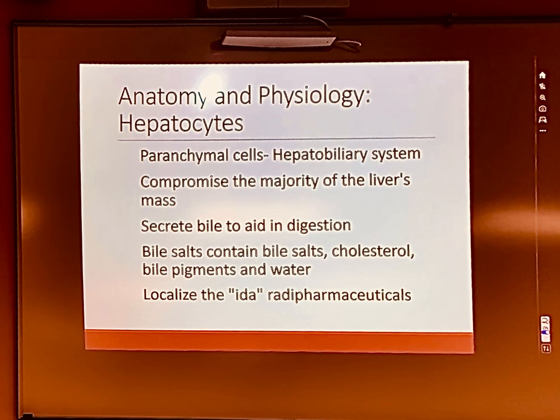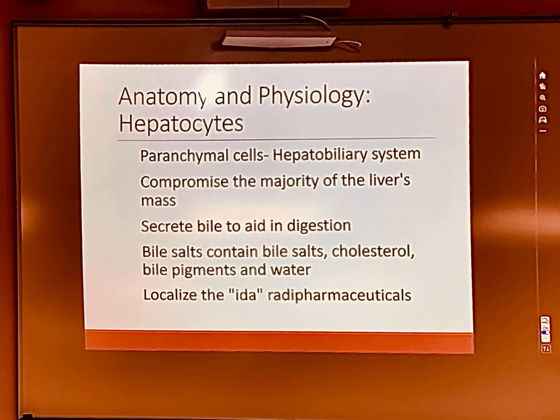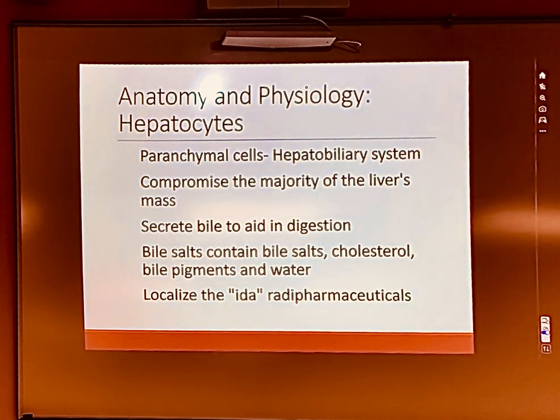So anyone that has had the stomach flu, after they've thrown up everything they could possibly throw up, knows exactly what bile looks like. It's that cholesterol, that bile pigment, and water, and the salts. The bile salts are what make it bitter. The cholesterol and the pigments are what make it that nasty, greenish-brown color. And water is what makes it fluid. So what the hepatocytes do within the liver is they localize these IDA radiopharmaceuticals.